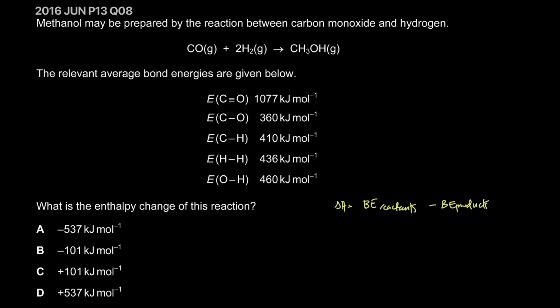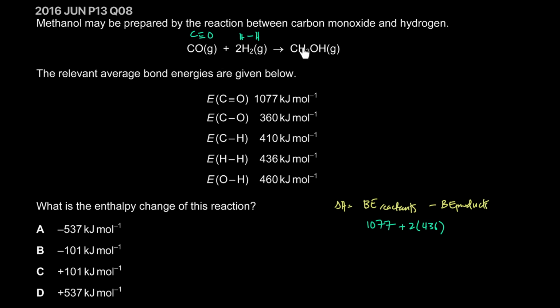So over here, if we look at the reactants, we have carbon monoxide, where we have C triple bond O. So that'll be 1077. We have 1 mole of carbon monoxide, so we have 1 mole of triple bonds because every molecule of carbon monoxide just has 1 triple bond. We have 2 moles of hydrogen gas. Now, every molecule of hydrogen has 1 single bond. So if we have 2 moles of molecules, that means we have 2 moles of H-H single bonds. So we can say this will be plus 2 times 436, because we have 2 moles of the H-H bond.